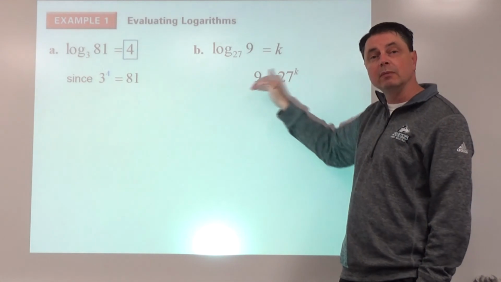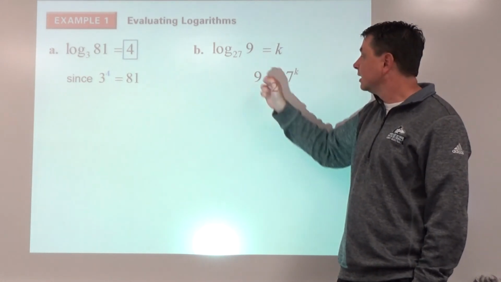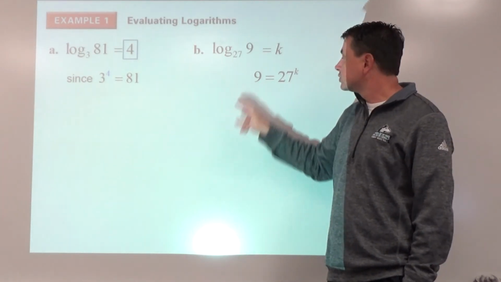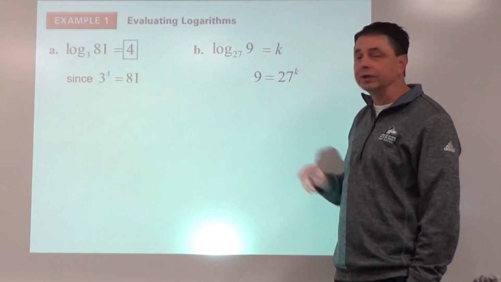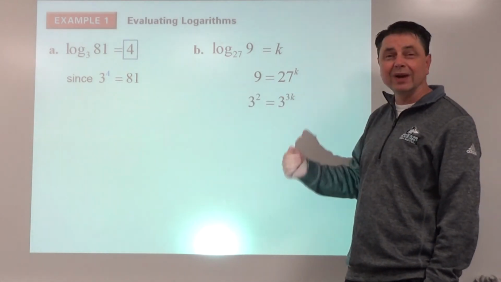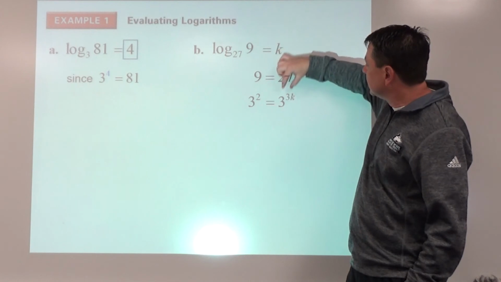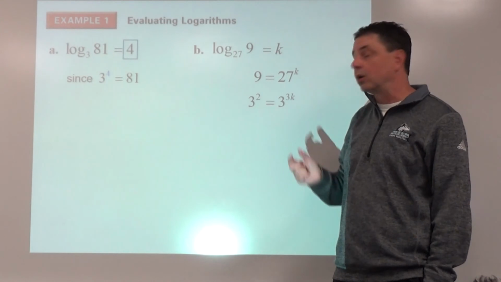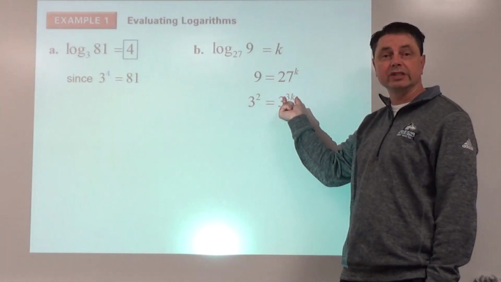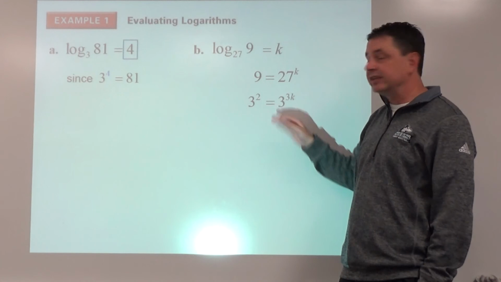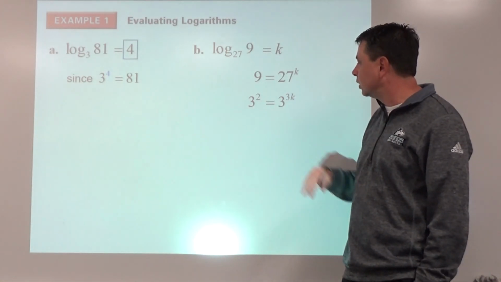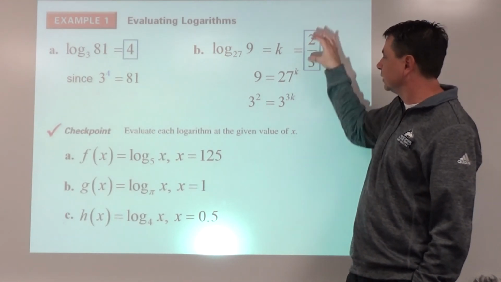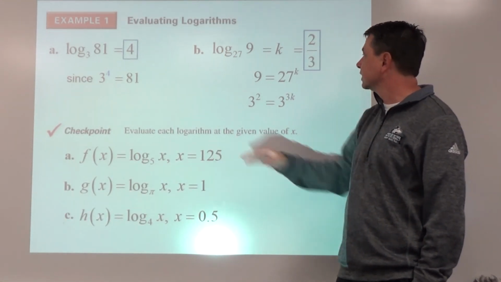And then what we want to do is come up with a common base for both sides. 9 and 27 are both powers of 3. So this is 3 to the 2nd, and that is 3 to the 3rd. So we'll rewrite them as powers of 3. Keep in mind over here that 3 to the 3rd raised to the k, when we raise a power to a power, we multiply the exponents, which is why this is 3 times k. Now the bases are the same. We saw this before. This is the 1-to-1 property. So 2 equals 3k. We can solve from there, and we would get 2/3.